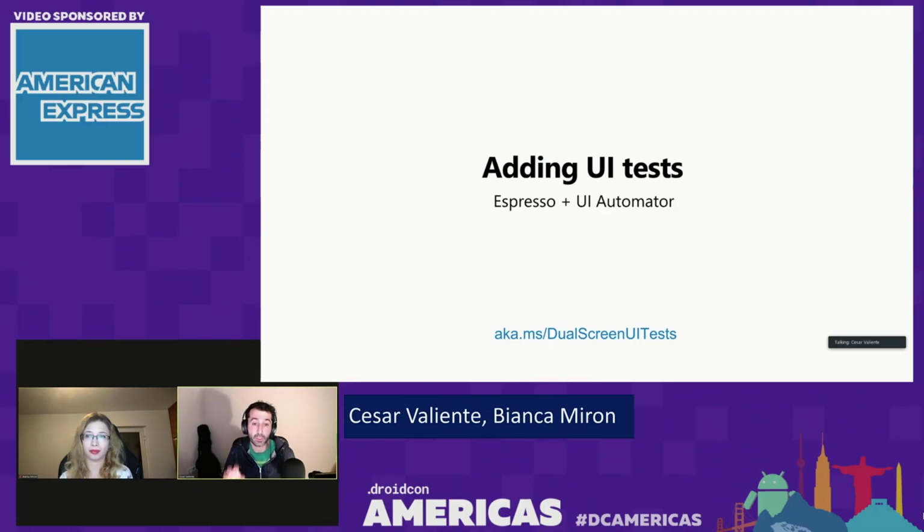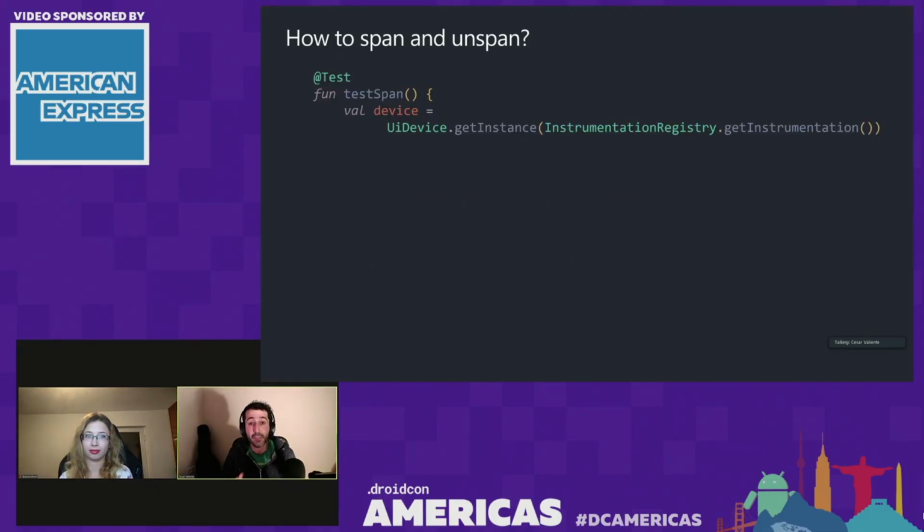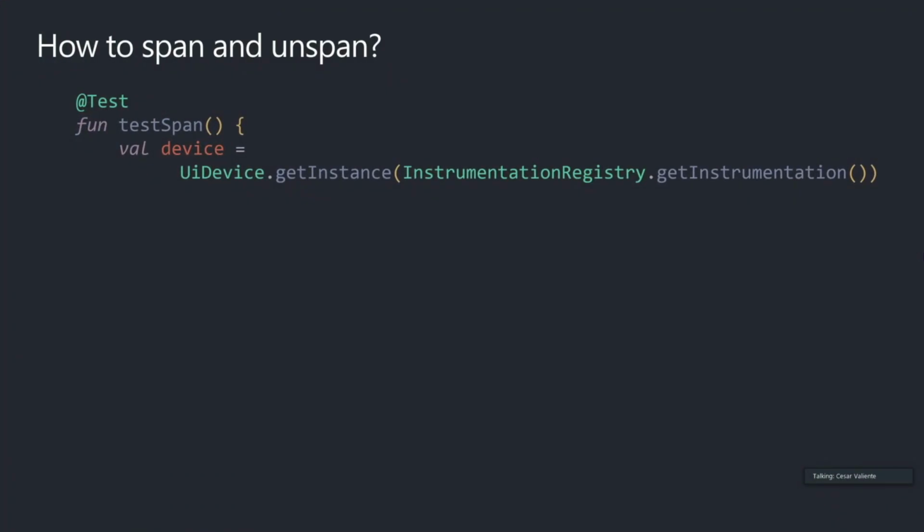So for that, what we are going to use is just Espresso and UI Automator. That probably you are super used to using. The key thing here is how to span and unspan. So as Bianca has shown before, there is one interaction that we have to do in order to go from single screen mode to span mode. And this interaction, we cannot do it. We don't have an API. The user is always in control, and it's the user, the one that has to do this interaction.